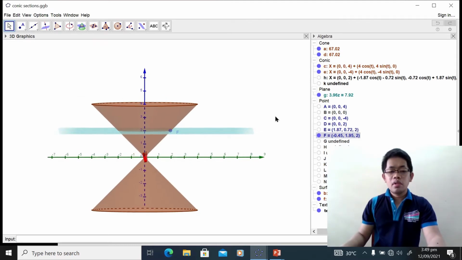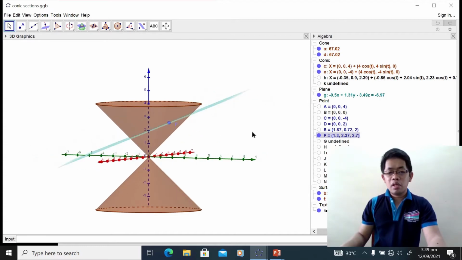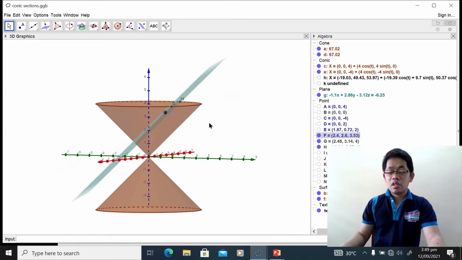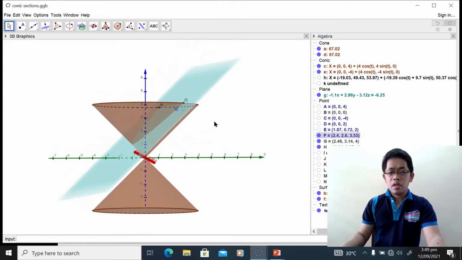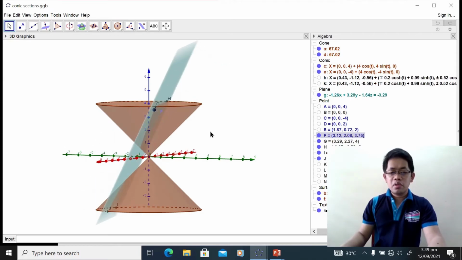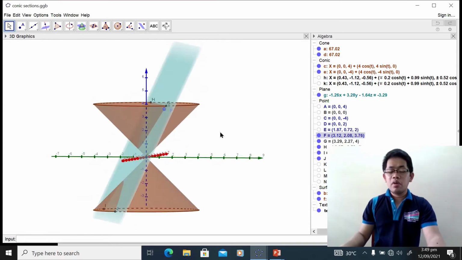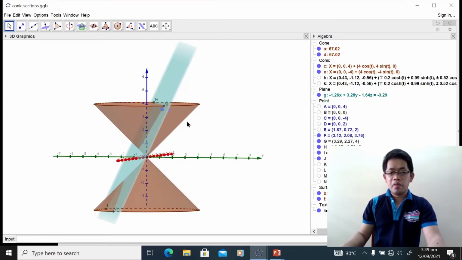Now, the plane can have many orientations. The plane can be horizontal, it can be tilted and intersect only one cone. It can also be tilted this way to intersect also one cone. It can also be tilted and intersect two cones. So depending on the orientation of the plane would also be the conic section being formed. Alright, so let us determine them one by one.